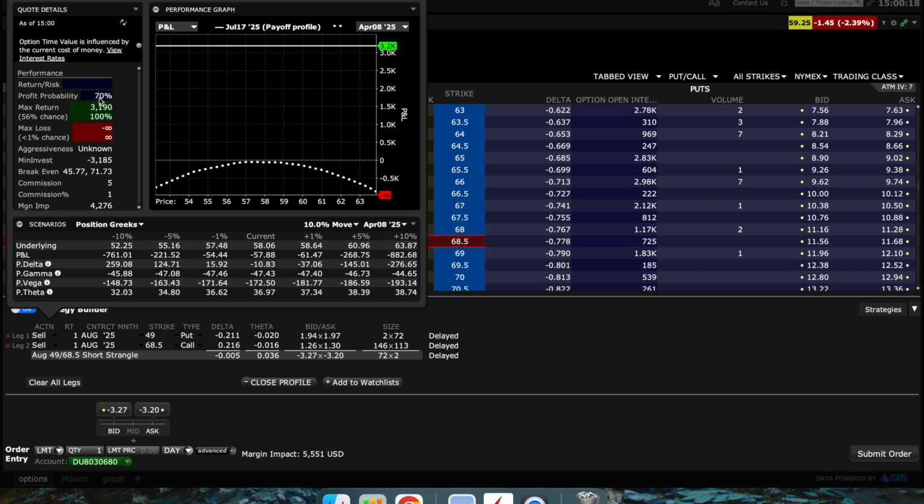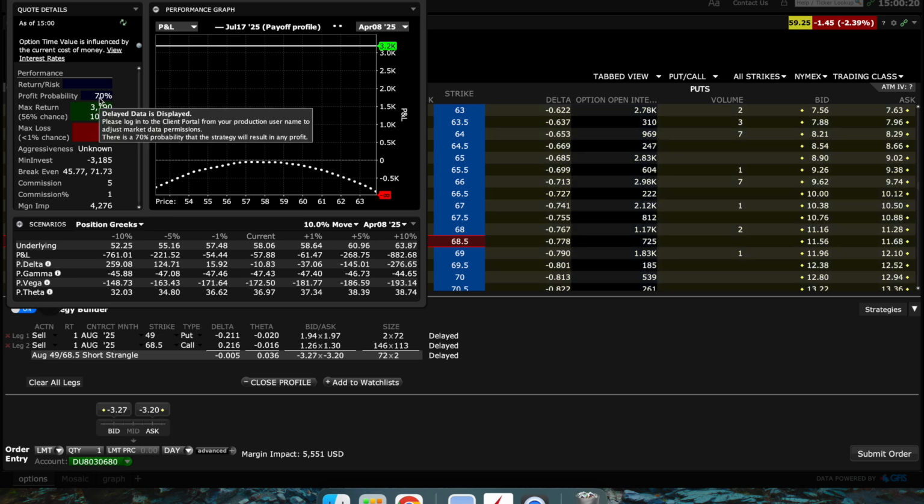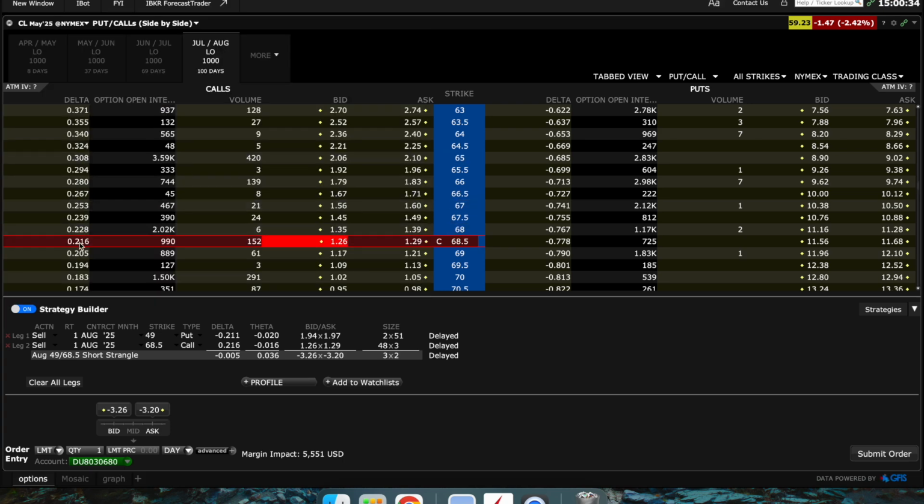So we're looking at about a 70% probability of making money, which if you look at deltas, it should be about 60%. But this is, again, how you use the delta, and it just kind of tells you basically what kind of probability of chance you have.